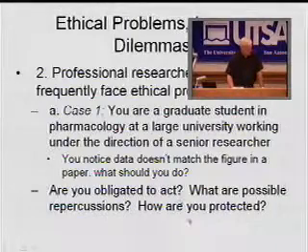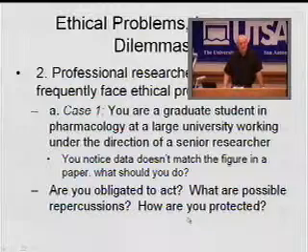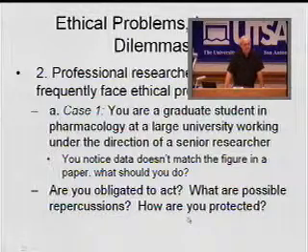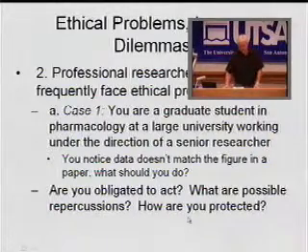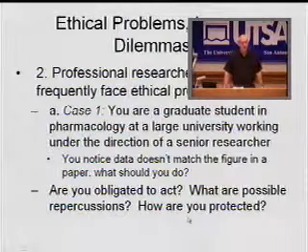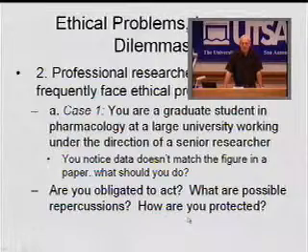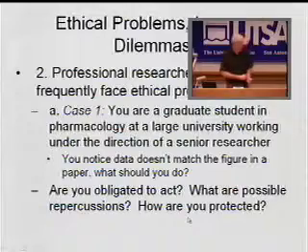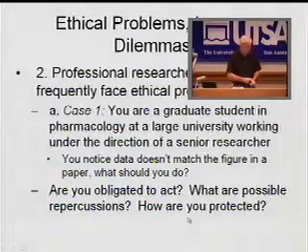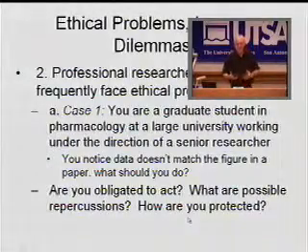So if someone is found guilty of misconduct in science, what are the possible sanctions that can be taken against them? Now, if there are no laws that are broken, there may not be any type of a fine or jail sentence that would go along with it. So they're really professional and social sanctions that can be imposed on someone found guilty of the misconduct. So, what might these be?